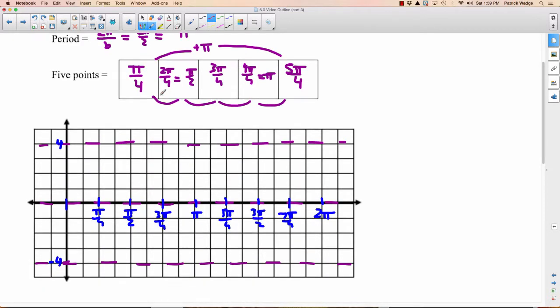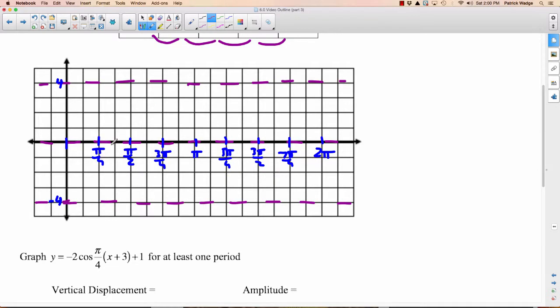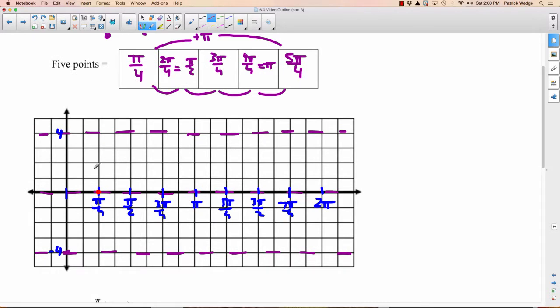So we're going to go to the midline, and it starts at pi over 4. And our next key points, our 5 points, were pi over 2. Well, sine graphs go up. Then they go back down to the midline at 3 pi over 4. Then they go down to the minimum at pi. Then it goes back to the midline at 5 pi over 4.